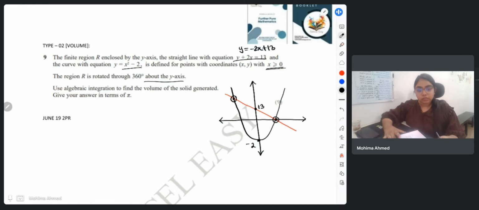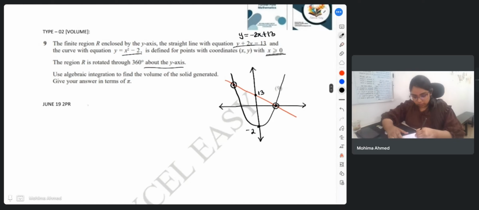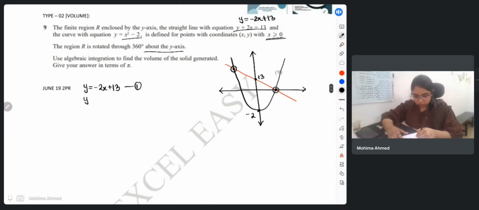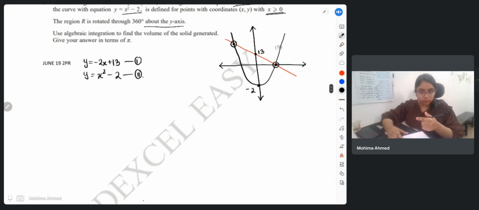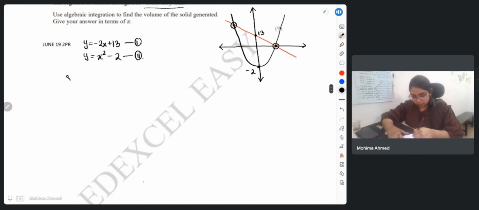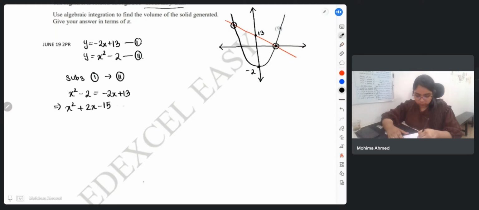For the intersecting points, I'll use y equals minus 2x plus 13. This is considered as equation 1, and y equals x squared minus 2 is considered as equation 2. So for equations 1 and 2, I have to substitute 1 into 2. I'll write substitute 1 into 2. Now it will look like x squared minus 2 and then minus 2x plus 13. So you have x squared plus 2x minus 15 equals 0.